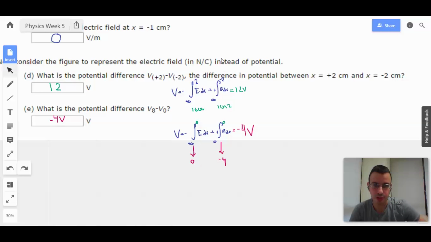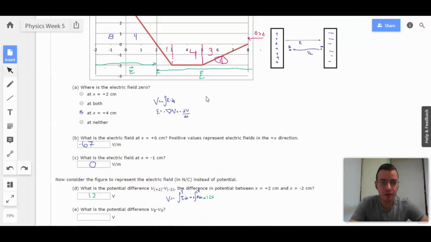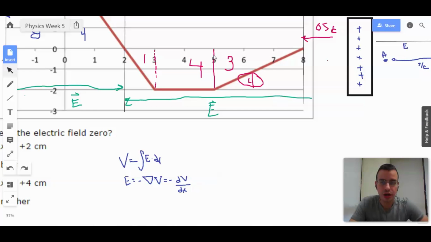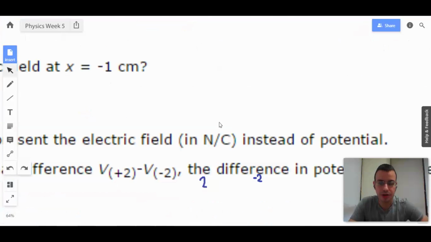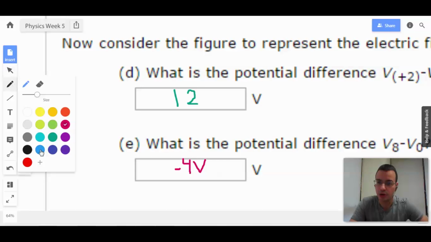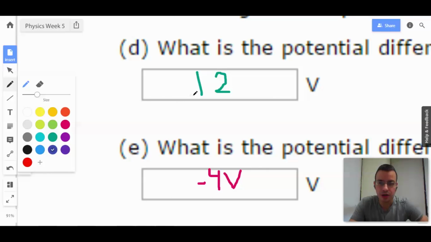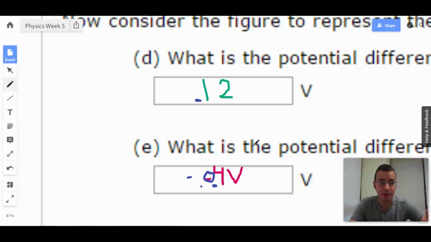One quick catch before we move on. When we were just finding the area under the curve, what we were actually finding was electric field times distance, and the distance is in centimeters. So when we convert this, we have to convert the centimeters to meters. What we're going to do is divide by 100. So it's actually going to be 0.12 volts and negative 0.04 volts. All right, now that should do it.